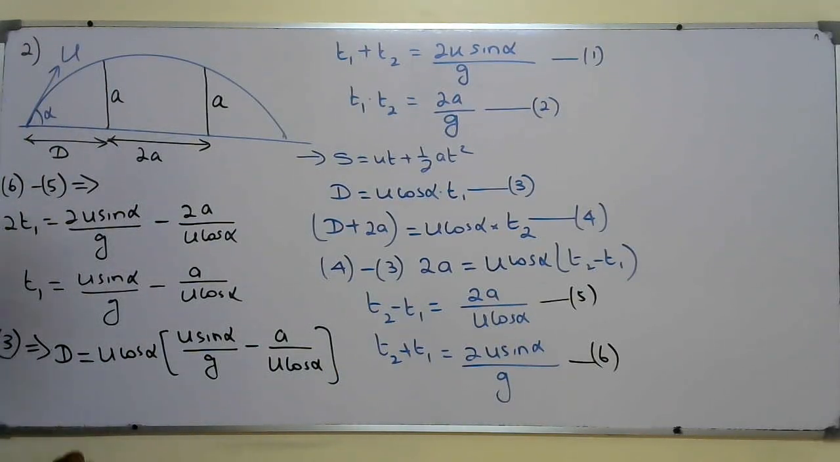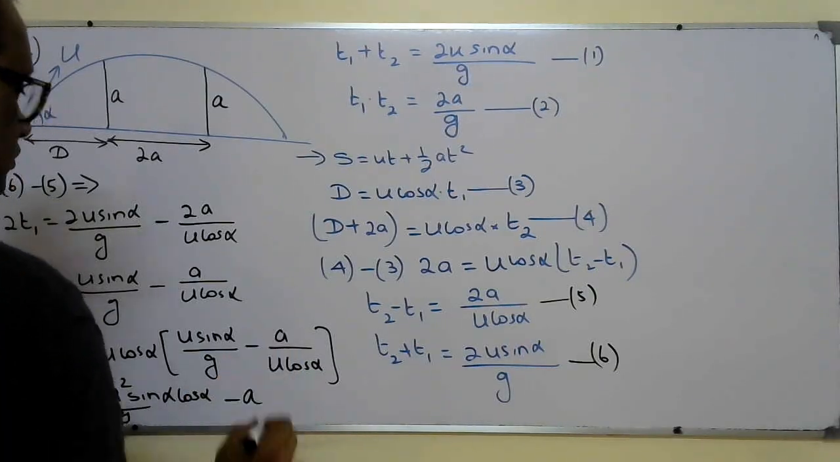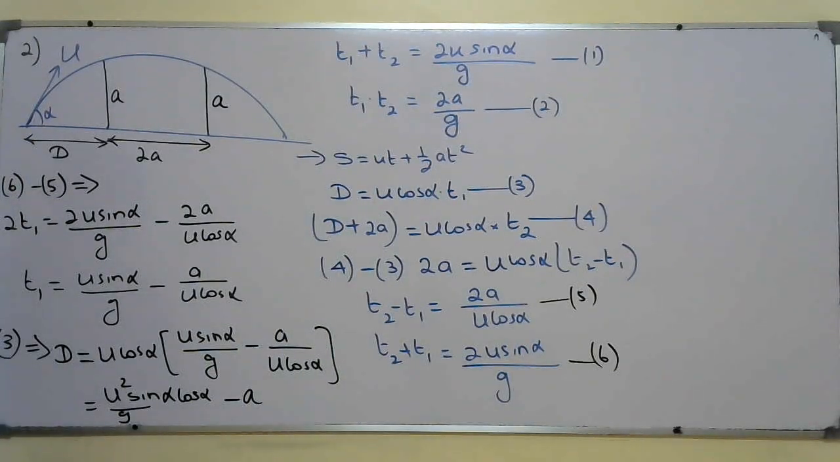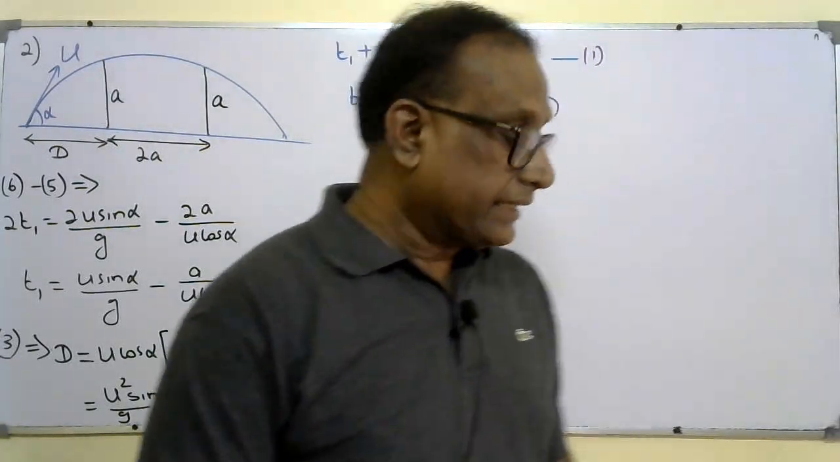Okay, continue that. So you will get u squared, u into u squared sin alpha cos alpha over g, minus cos alpha will get cancelled, u will get cancelled, minus a. Okay, I'll erase that and continue there. So already it was there. I'll continue with the black ink.